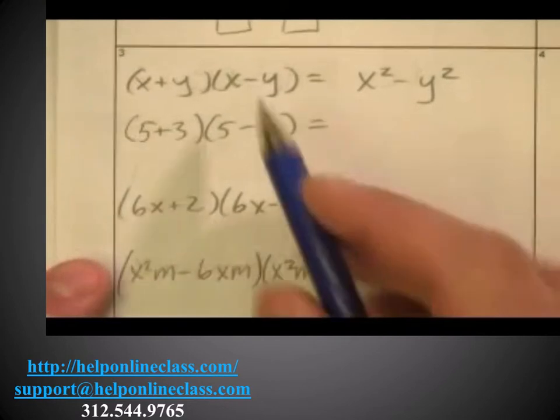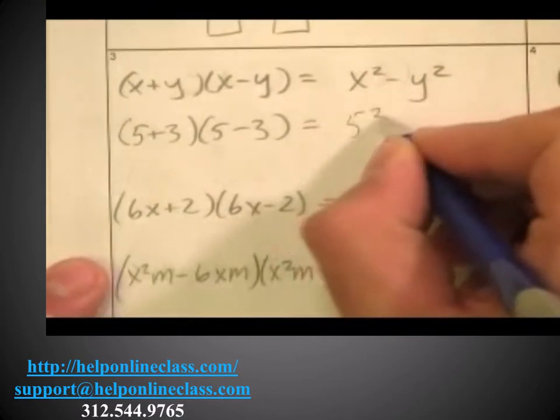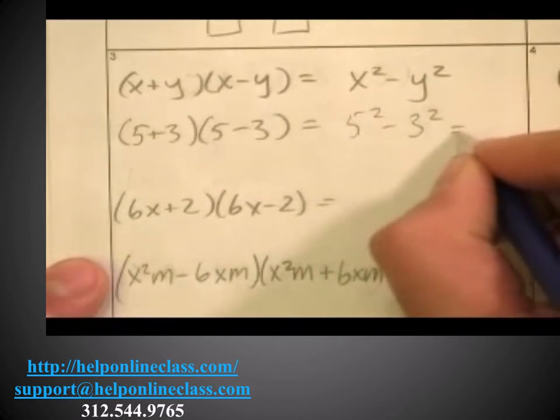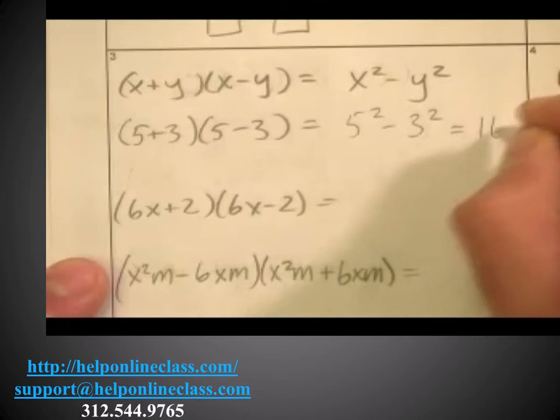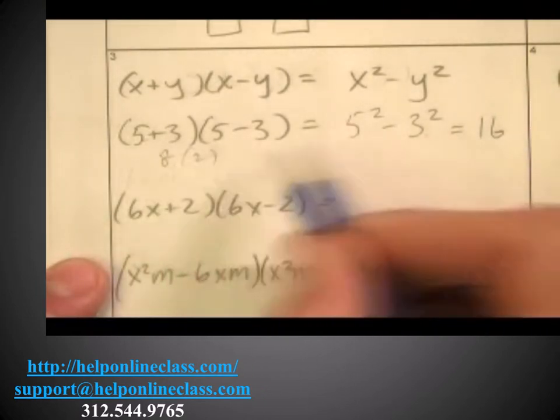I mean, if this is true, then isn't this simply just 5 squared minus 3 squared? Yeah, 25 minus 9, isn't it just 16? Yeah, double check: 5 plus 3 is 8, times 2 is 16.